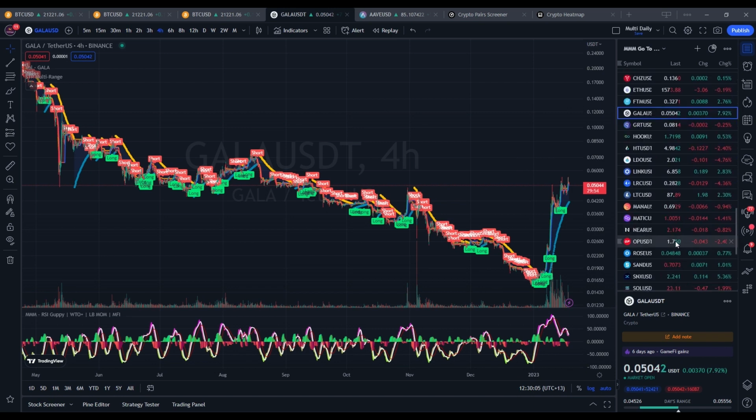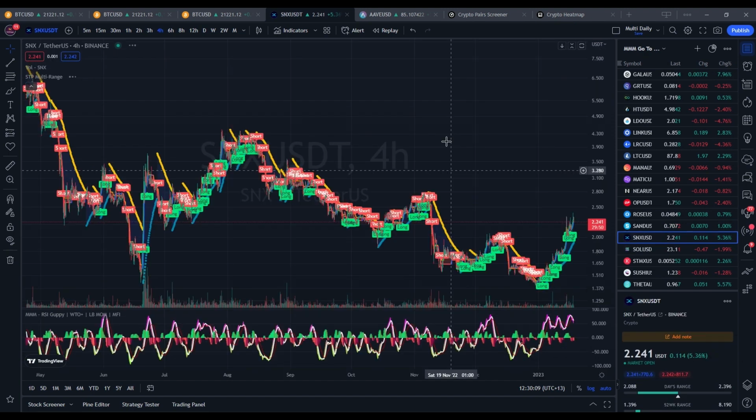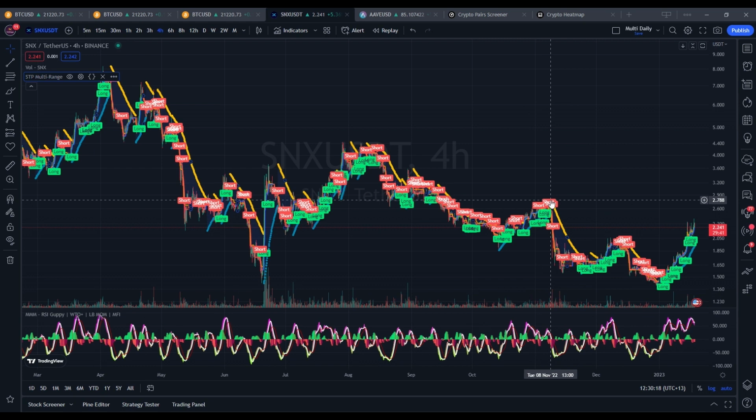Here's where strategy is going to come in, and it's a big component. We'll look at SNX, which has had a big pump lately. Again, same thing. Now we can smooth a lot of these trades out. Let me just give us the most screen we can see.